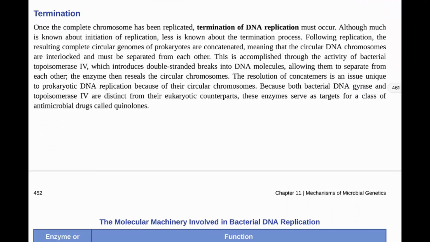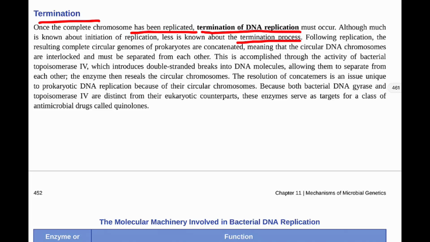So then we end up with our third piece to our DNA replication. The first is initiation, then we have elongation, and now we have termination. Once we have replicated our whole chromosome, we're talking about bacteria in this case, we have our termination of DNA replication. We know a lot about the other steps. We don't know so much about the termination process.